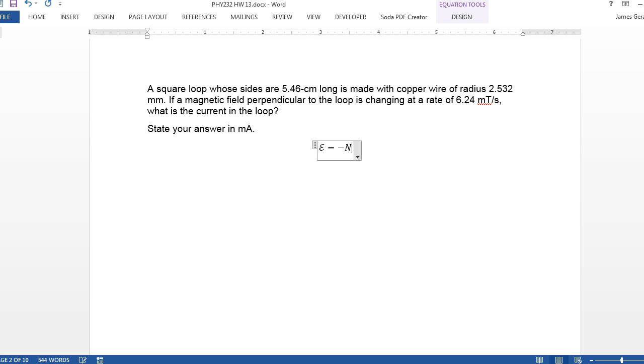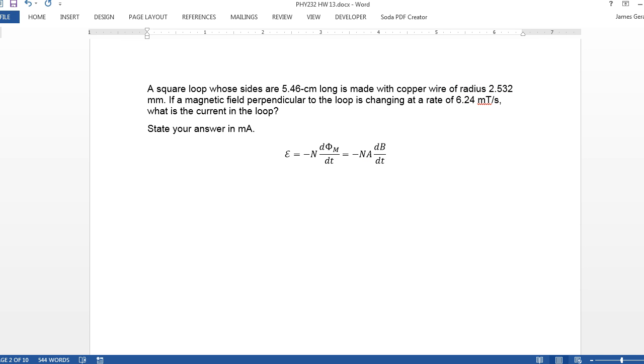EMF is minus N dΦ_m/dt. Now, the loop isn't changing at all, so that's minus N times the area, and it's just going to be dB/dt. And we're given dB/dt directly at 6.24 millitesla per second, right? So we know everything we need to know. N is 1. The area we get from the length squared, length of one side squared gives us the area. And we have dB/dt already.